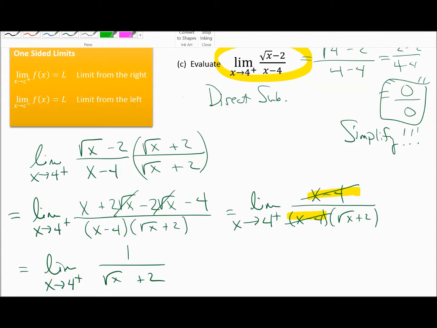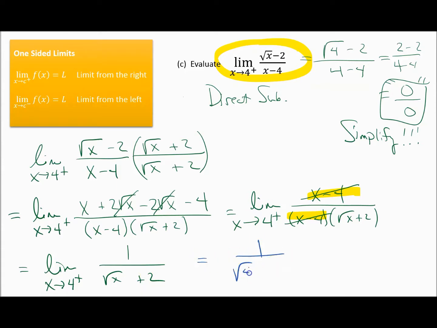So the question is, can we substitute 4 directly in here? And we can. That would be 1 over the square root of 4 plus 2, which is going to be 1 over 2 plus 2, which is 1/4.